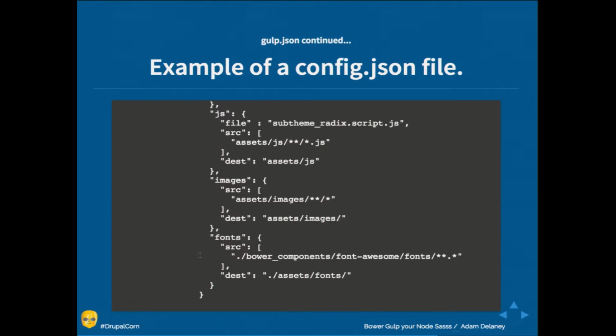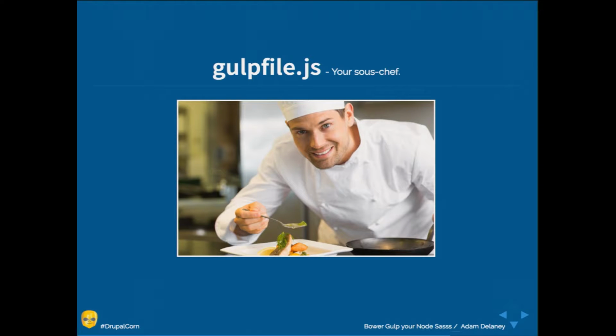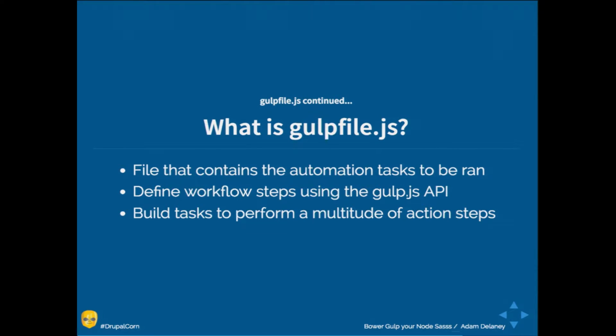So we're doing good. Gulpfile.js. This was kind of a hard one to adapt into my metaphor, but basically your Gulpfile.js file is the file that you author in order to create the task that you want to run. The file contains the automation task to be run, the defined workflow steps using the Gulp.js API, so those 4 commands that we talked about earlier, and it basically just builds tasks that you can run from the command line.